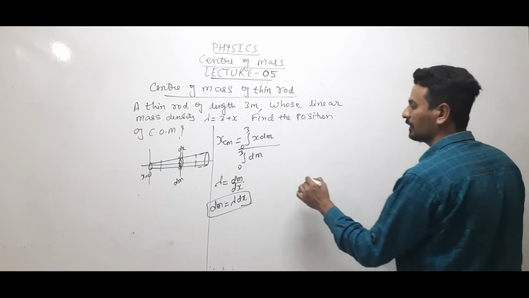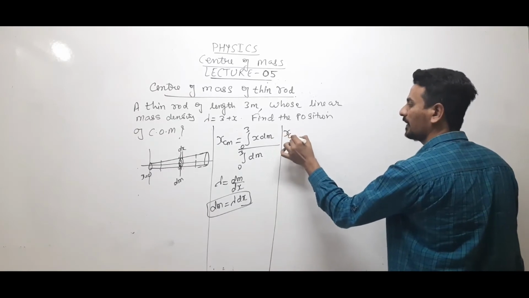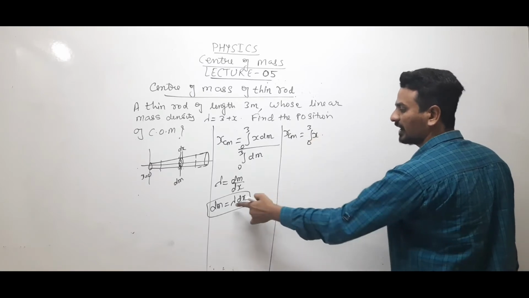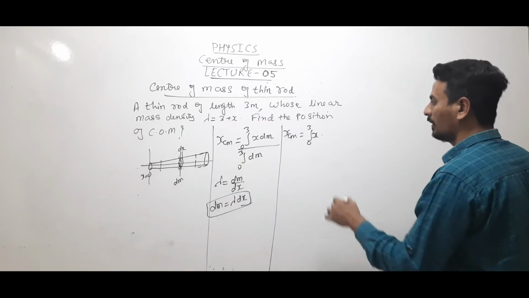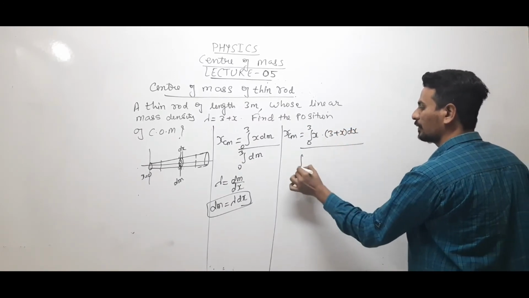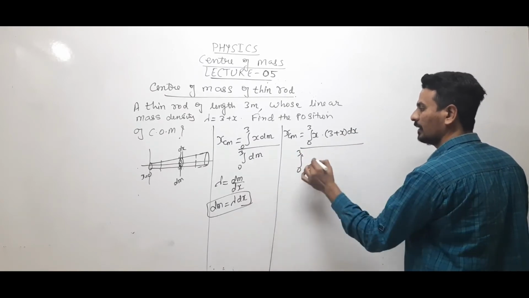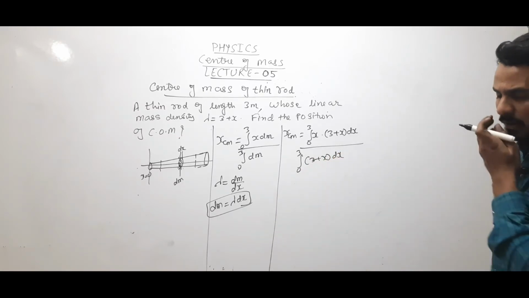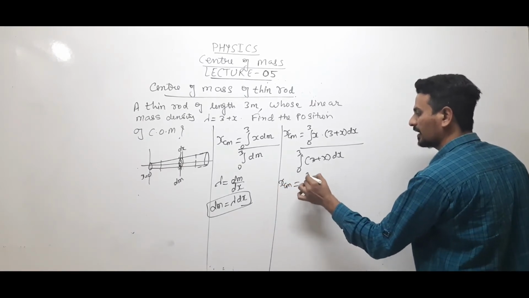So dm is lambda into dx. Fine. Substitute the values. x_cm is equal to the integral from 0 to 3 of x into dm. What is dm? Lambda into dx. But what is lambda? It is 3 plus x. So it is (3 plus x) into dx, from 0 to 3, divided by the integral of dm, which is (3 plus x) into dx. Clear?